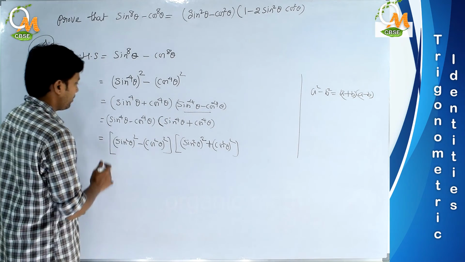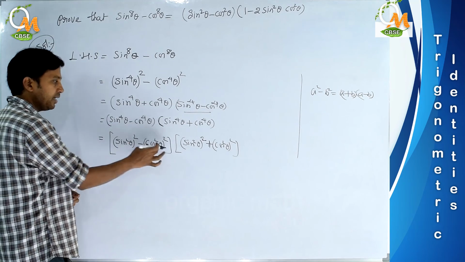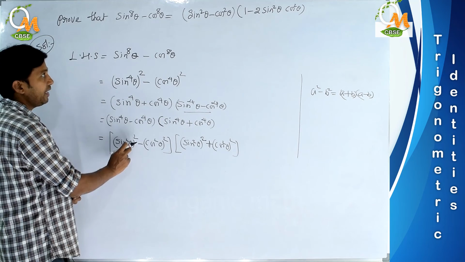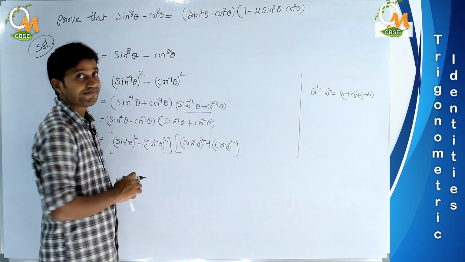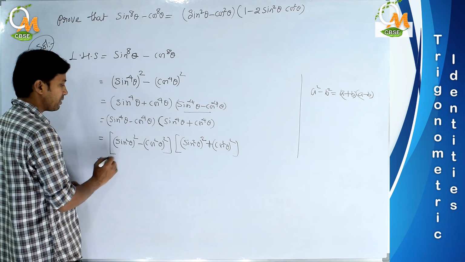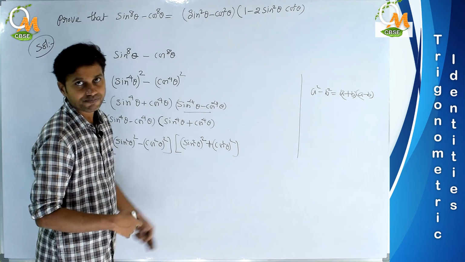Now what we have to do? Now this is again in the form of what? A square minus b square, where sin square theta is a and cos square theta is b. So now a square minus b square can be further split into what? A minus b into a plus b.